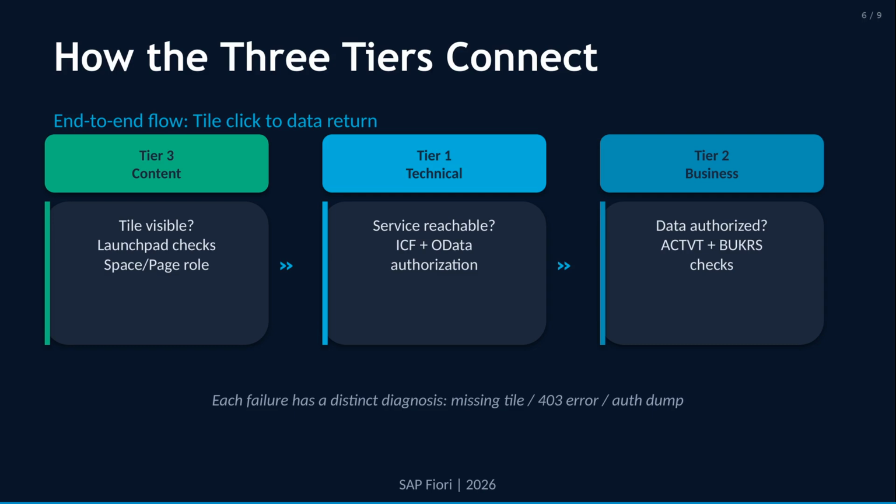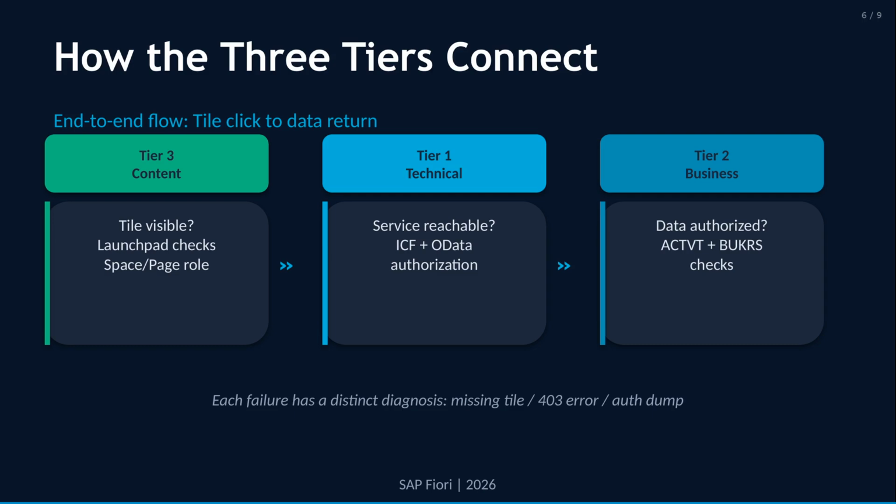Second, the browser calls the OData service. Tier 1 checks, does the user's technical role authorize the ICF node in the OData service? If yes, the request reaches the backend. Third, the backend processes the request. Tier 2 checks, does the user's business role authorize company code 1000 with activity 03, which means display? If yes, data is returned.